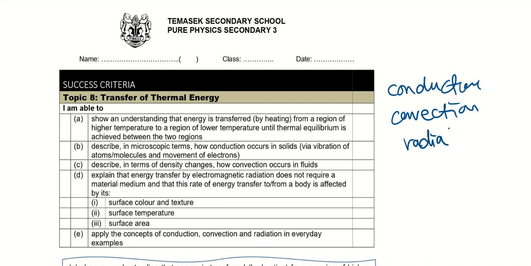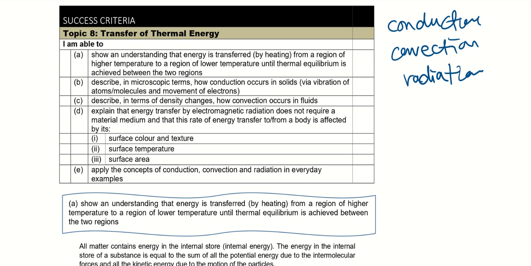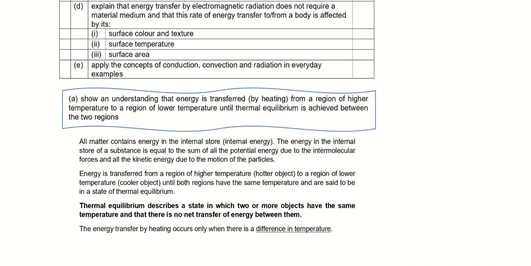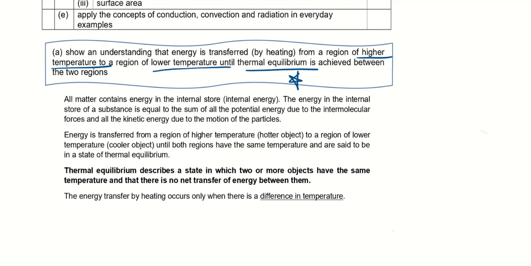For this chapter, usually there's no calculation associated with it, right? So if you know the concept, you will score quite easily. Okay, so the success criteria is to show an understanding that energy is transferred by heating from a region of higher temperature to a region of lower temperature until thermal equilibrium is achieved between the two regions. So I believe thermal equilibrium is a new term.